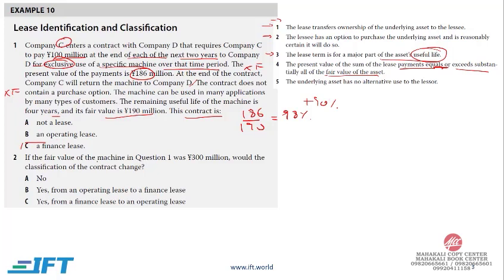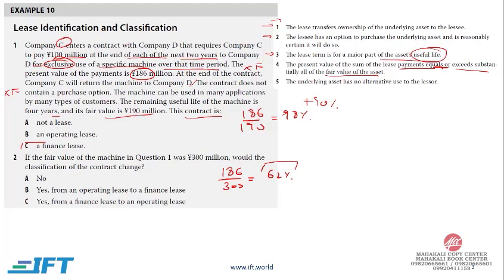And if the fair value of the machine in question one is 300 million, then 186 divided by 300 is approximately 62%. Now it is not the case that the present value of the sum of the lease payments equals or exceeds substantially all of the fair value of the asset. The present value of the payments is only 62% of the fair value of the asset, so it wouldn't be considered a finance lease.